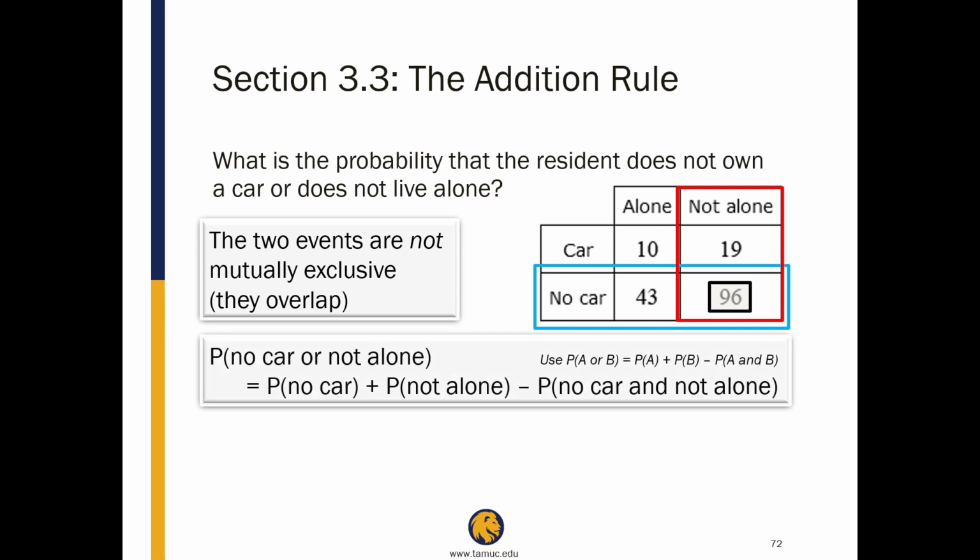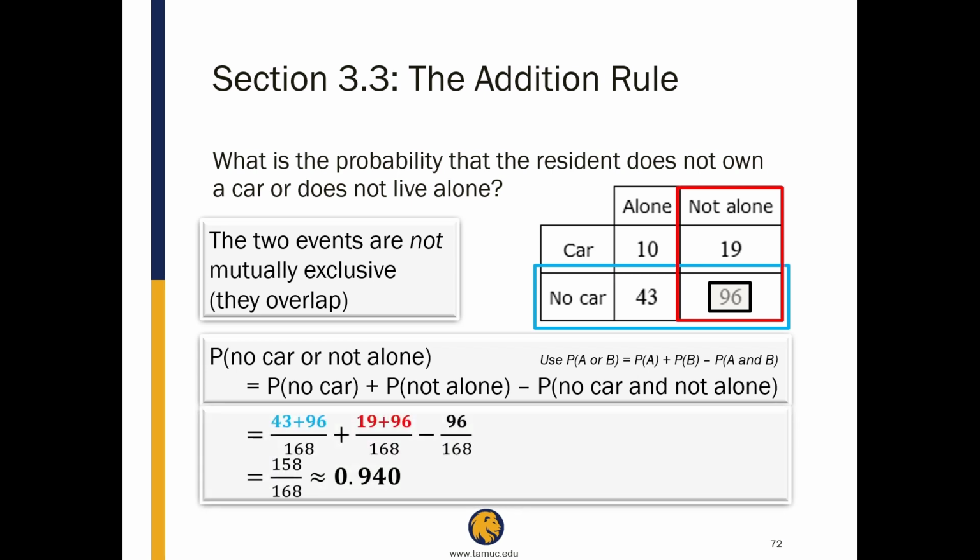So to find the probability of one group or the other, which in this case is the probability that they have no car or they don't live alone, we're going to use the probability formula: probability of A plus probability of B minus the probability of A and B. In words, that would look like the probability of no car plus the probability of not living alone minus the probability of no car and not living alone. So to find each of these probabilities, we're going to add together the numbers for each group.